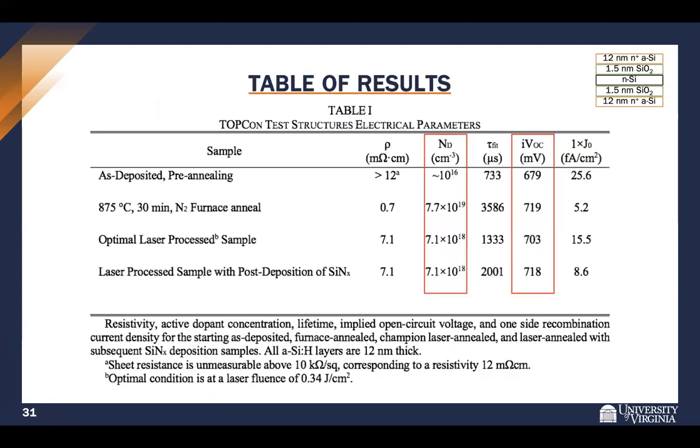Real quickly, as a table of results, you can see from the as-deposited state, the number of dopants is around 10^16. Furnace annealing brings it up to 10^19, and laser brings it up to 10^18. And then also, if you look at the iVoc, the starting value is around 680 millivolts. It goes up to 720 with furnace annealing and 703 with laser processing. But if we use a subsequent silicon nitride layer on top of this, we can bring that iVoc all the way up to 718 millivolts, which is quite comparable with the furnace annealed result.